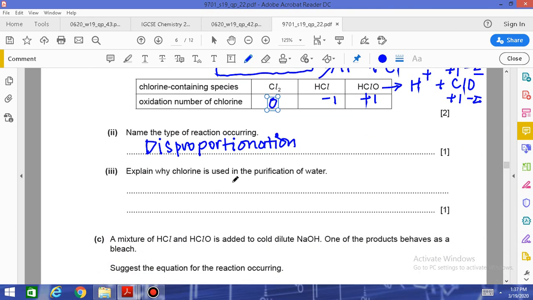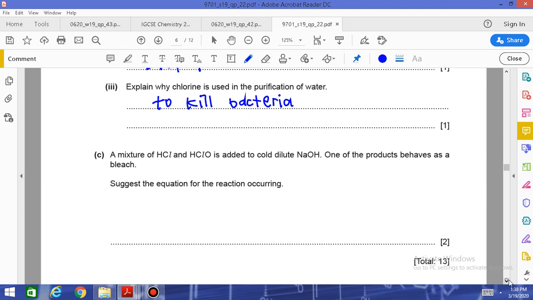Explain why chlorine is used in the purification of water: to kill bacteria or microorganisms.